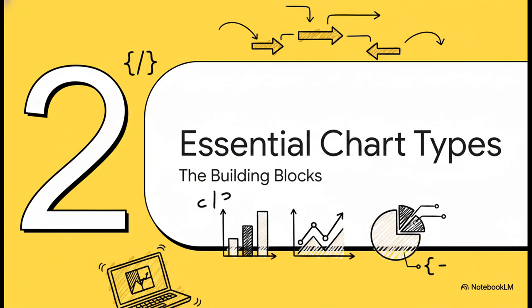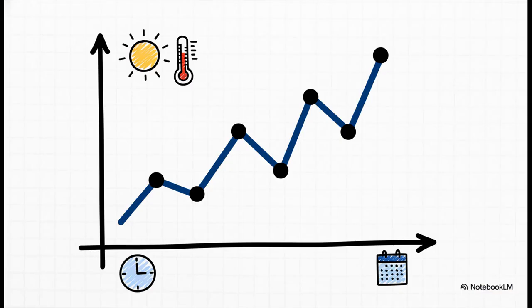Okay, so before we build our more complex chart, we've got to understand the basic building blocks. And the good news is, almost everything you'll ever need to do can be covered by just three foundational chart types. First up, we've got the line plot. This one's super simple. If you have data that changes over time or any continuous interval, think stock prices or daily temperatures, a line plot is your best friend. It just connects the dots and shows you the trend.